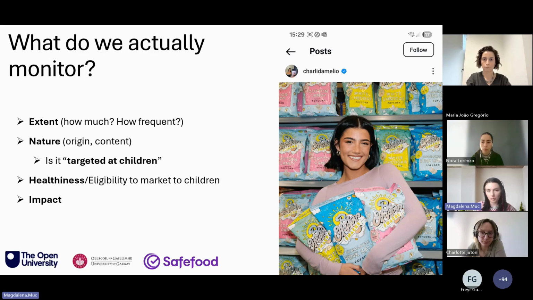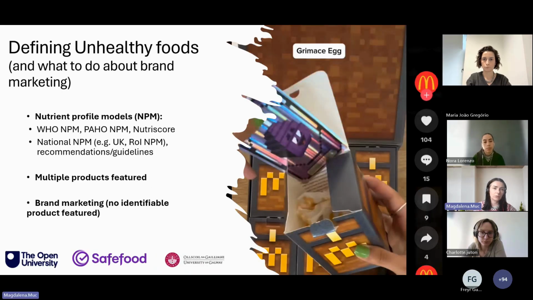To define what is unhealthy in terms of food, we have the nutrient profile models, the WHO or PAHO nutrient profile model. We have the Nutri-Score, and usually along the major ones that you would use for international comparison, you would use your national nutrient profile model or any guideline that you have in the country, so you can have a national context of your results, of course.